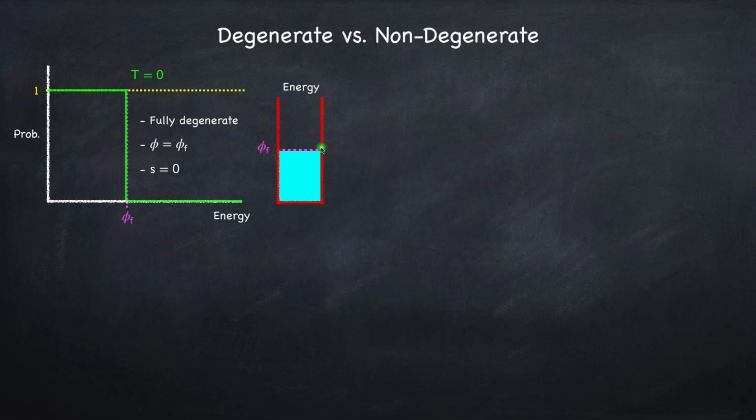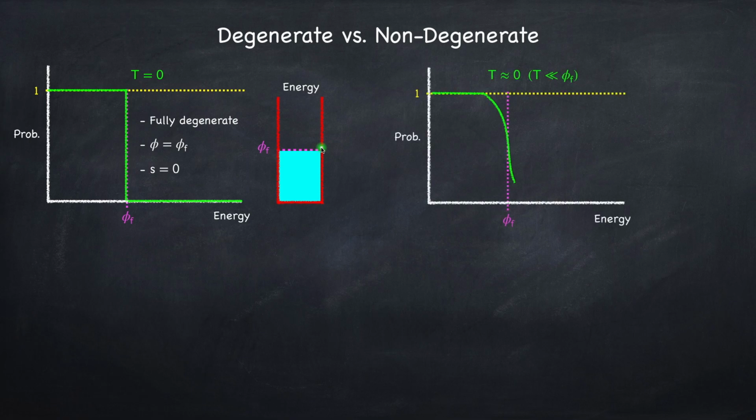Now, what if the temperature is not quite zero, but close to zero? In this case, the probability density will look like this. Most of the lower energy states will be occupied, and then as you get close to the Fermi energy, you'll have a few states that may not be occupied, and a few above the Fermi energy that may be occupied. So this is a low temperature limit, and what we mean by low is that the temperature is much less than the Fermi energy. This is actually more realistic. It's actually physically impossible to get exactly zero temperature.